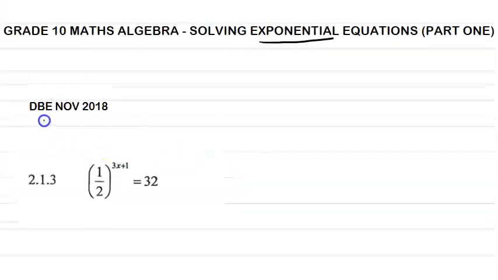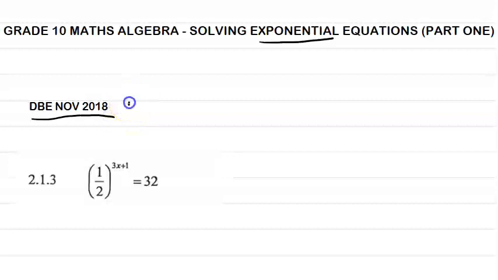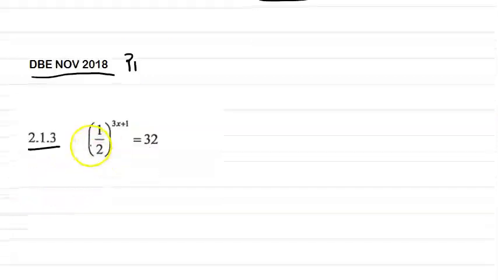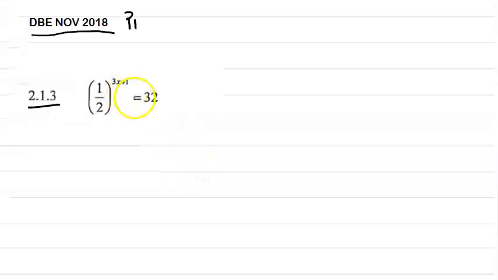The first question that we're going to be looking at is from the DBE November 2018 paper 1 and question 2.1.3, which says if I have (1/2)^(3x+1) equals 32 and I solve for x, that's my instruction there, solve for x. The first thing that we need to be able to look at is the types of examples. So these I classify as type 1 examples. Type 1 examples is where factorization is not required, where we're removing a highest common factor. I will deal with that a little bit later.